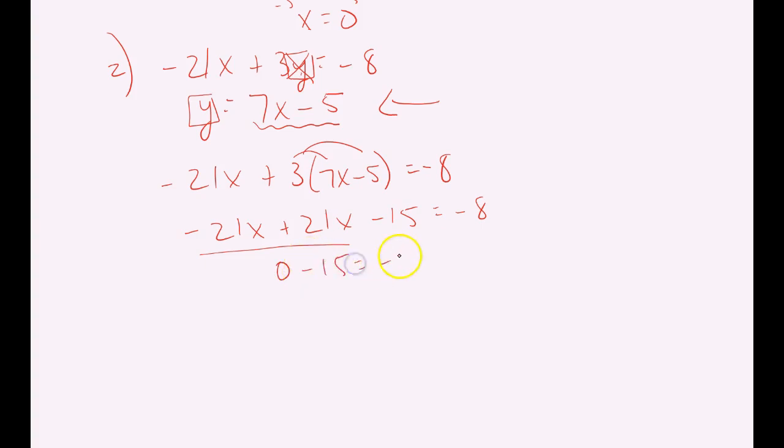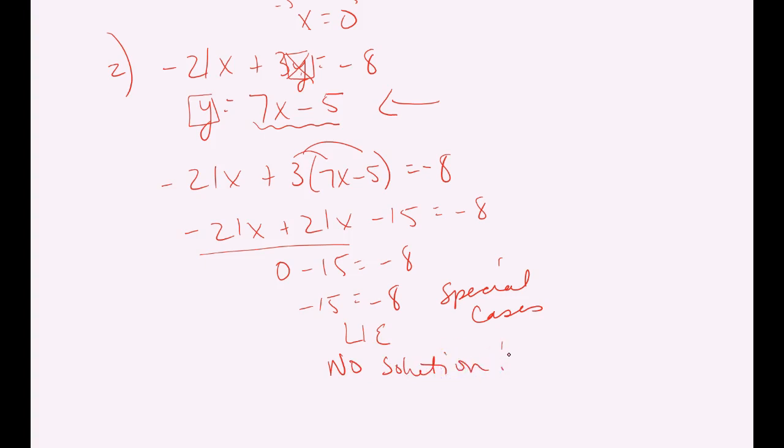Okay, so that's a 0. Minus 15 equals -8. Oh, okay, so this is one of our special cases. Because check it out. -15 equals -8. My variables totally disappeared. And I need to look at this. Is this a true statement or a false statement? Does -15 equal -8? No, it doesn't. And so since that's a lie, that means there is no solution to this problem. I'm finished and I can move on.